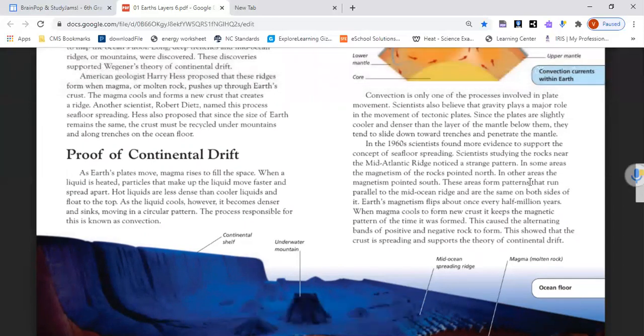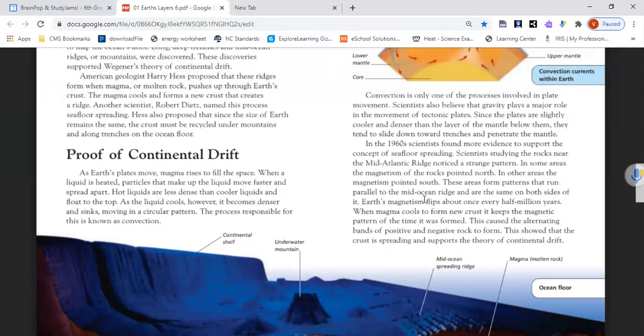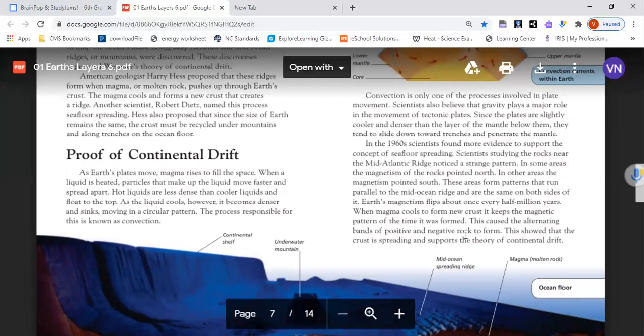These areas form patterns that run parallel to mid-oceanic ridges and are the same on both sides of it. Earth's magnetism flips once every half million years. The magma cools to form new crust. It keeps the magnetism pattern of the time it was formed. This caused alternating bands of positive and negative rocks to form. This showed that the crust is spreading and supports the theory of continental drift.